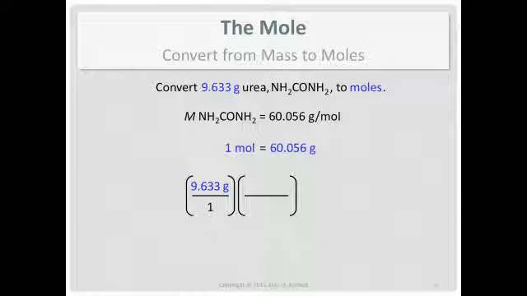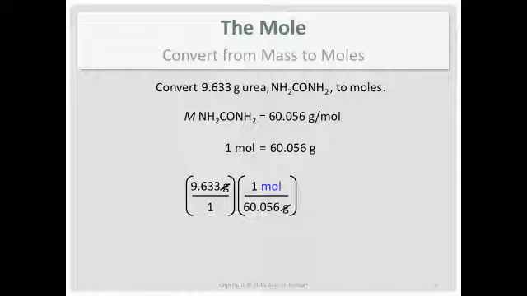Now we're going to go grams over moles or moles over grams. Look at what you have down below. You have units of grams. We don't want grams. We want moles. Therefore, you're putting the molar mass as 1 mole over 60.056 grams. Let's do a unit check. Okay, good. The grams cancel, and we're left with moles. That's good because that's what we want.